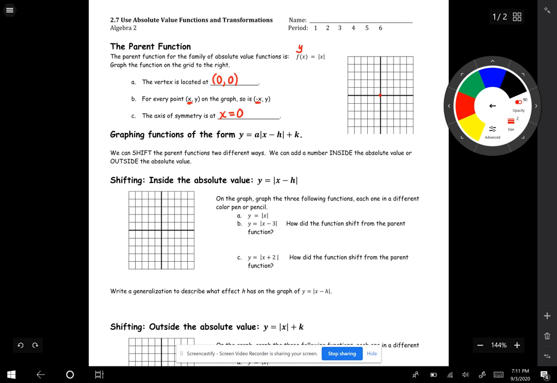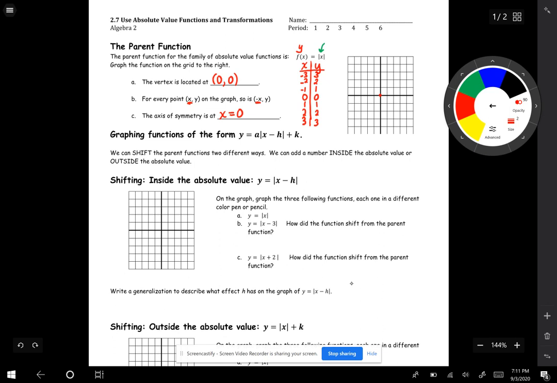The easiest way to graph this right now is to make a table. So we have 0, -1, -2, -3, +1, +2, +3. We are going to substitute each of those numbers for x in this equation. Let's put (0, 0) down. Now let's start with -3. The absolute value of -3 is 3 because -3 is 3 units from 0. The absolute value of -2 is 2, of -1 is 1, and then 1, 2, 3.